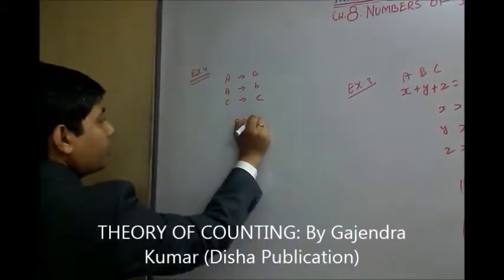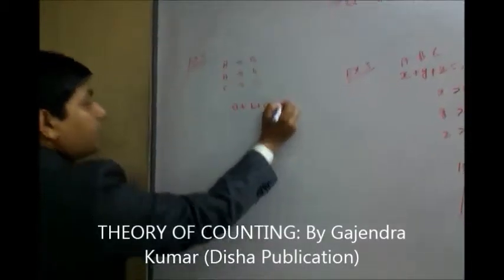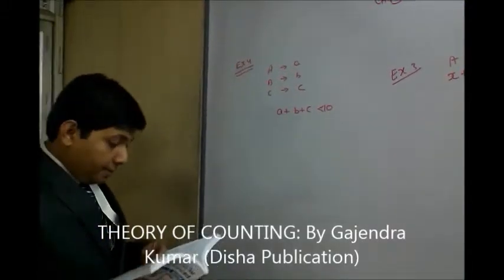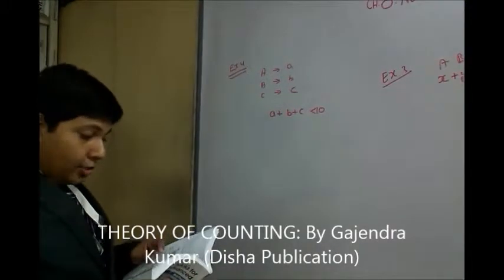And as per the given condition, A plus B plus C is less than 10. Less than 10 means it can be 9, 8, 7, 6, something like that. And they have plucked at least one flower.